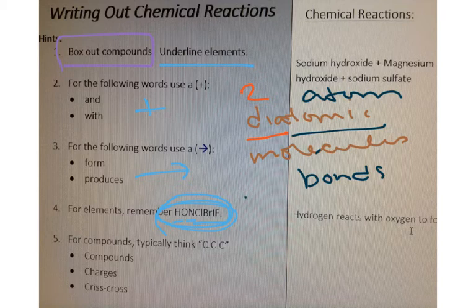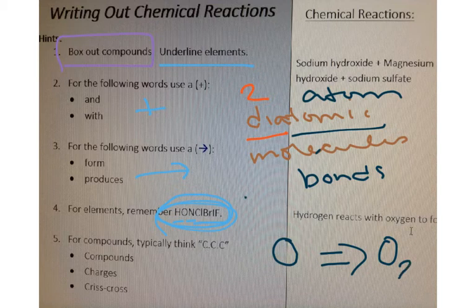So if I ever said the word oxygen, oxygen never exists as O. Instead, it is always going to be a diatomic molecule. So whenever I say oxygen by itself, it's going to be O2. Okay, you always need two oxygens. Or if hydrogen was by itself, you would write H2. That's the only thing you ever need to think about with elements. You either write the symbol or you make it a diatomic and write 2 after it. That's it.